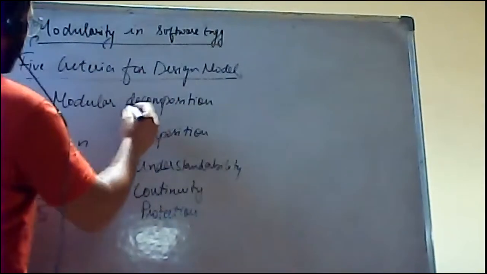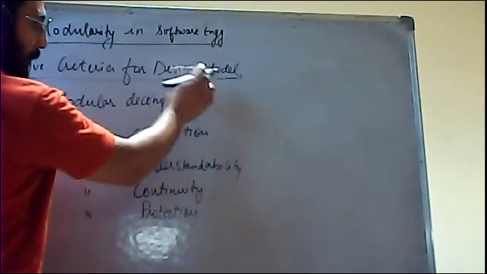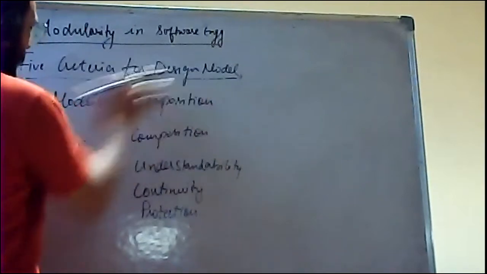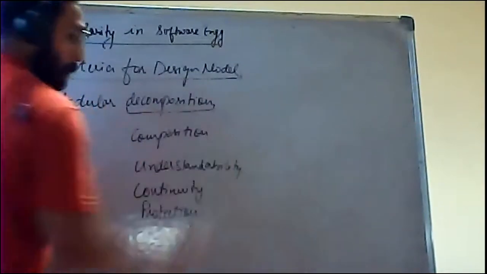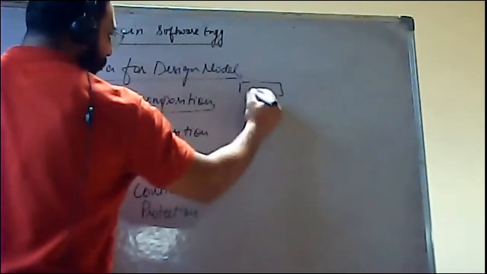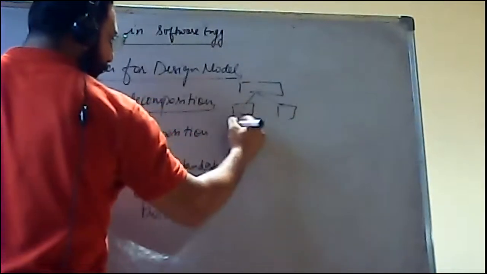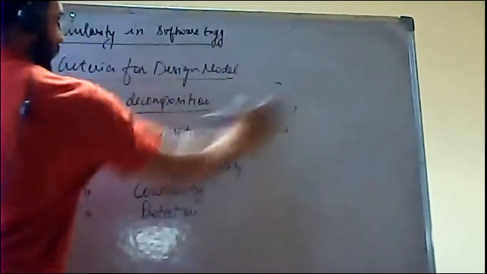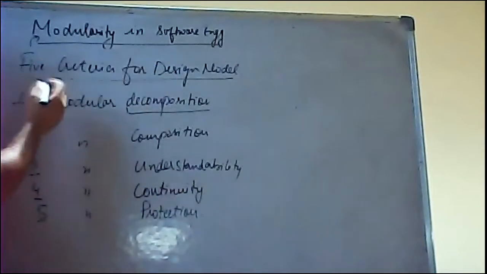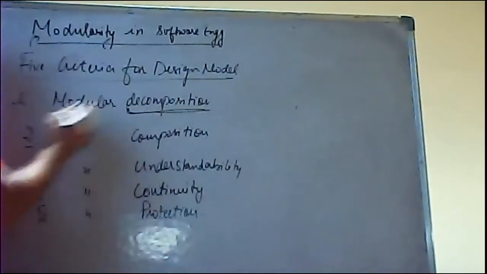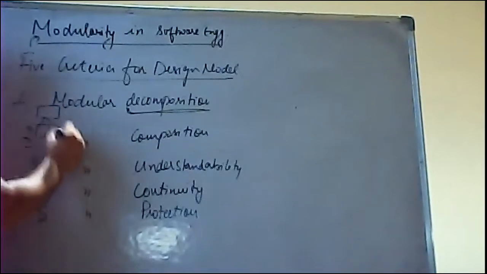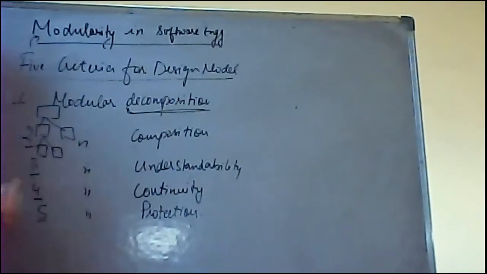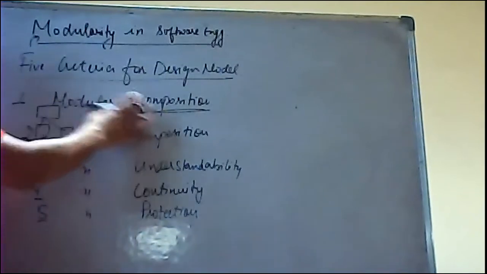Okay, first criterion: while designing your model, we are talking about our software design. While designing our product, we should keep in mind that our modules should be decomposed. Decompose means your main program can be decomposed into different modules, and further different modules can be decomposed into sub modules. What does decomposition say? Your main module can be decomposed into sub modules, and further these sub modules can be decomposed. That is your decomposition.